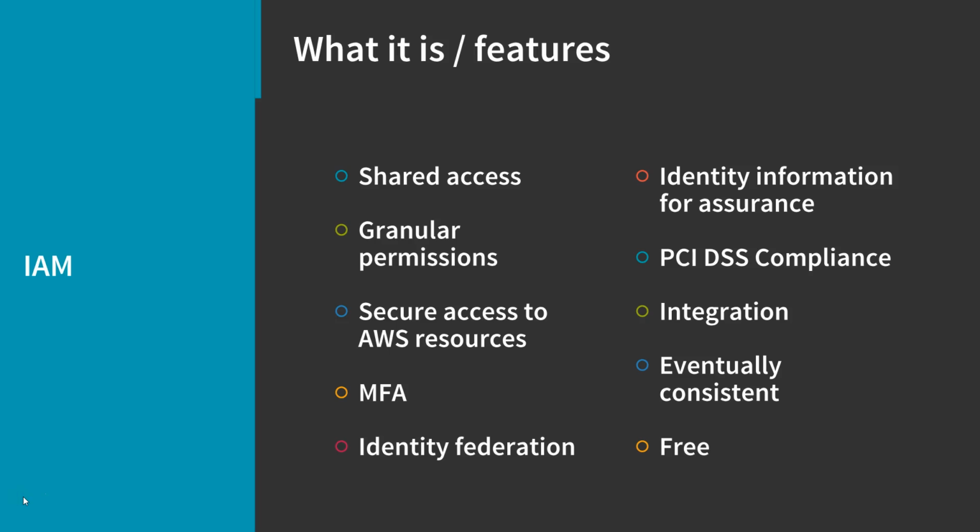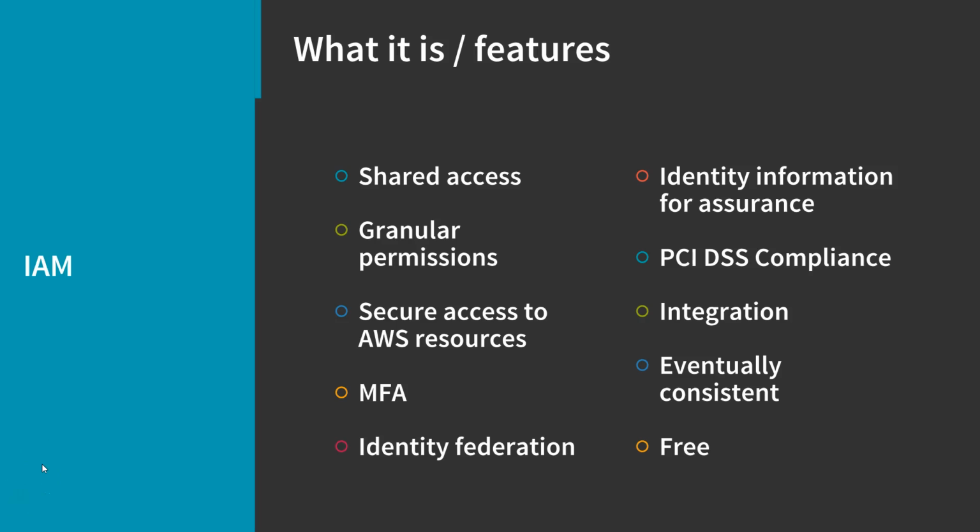Next is MFA, or multi-factor authentication, and this is where you can add two-factor authentication to your account and to individual users for extra security. With MFA, you or your users must provide not only a password or access key to work with your account, but also a code from a specially configured device. Next is identity federation, which means that you can allow users who already have passwords elsewhere, for example in your corporate network or with an internet identity provider, to get temporary access to your AWS account.